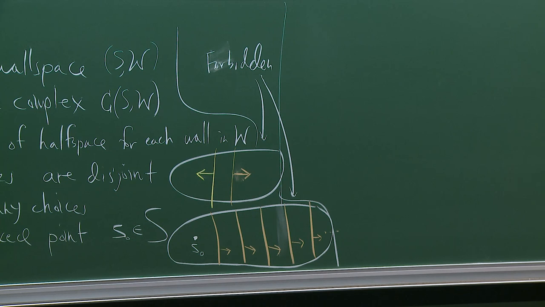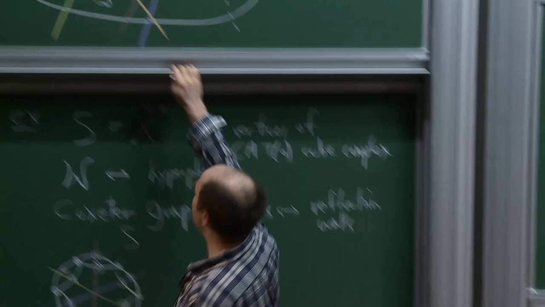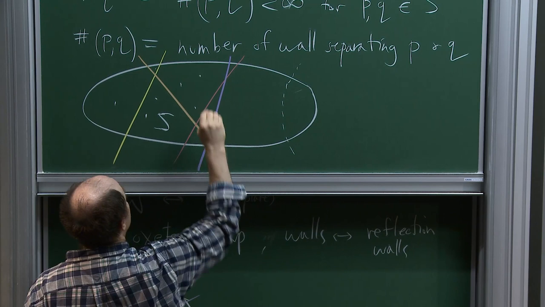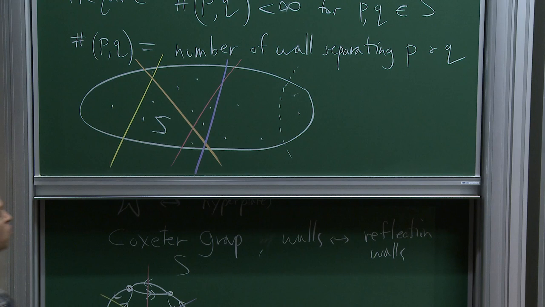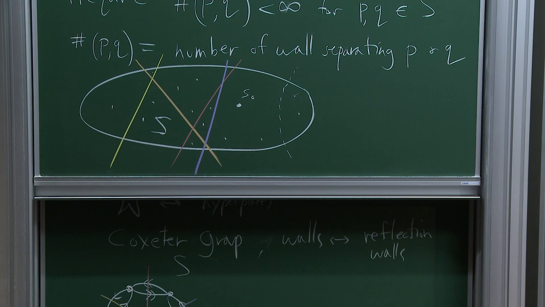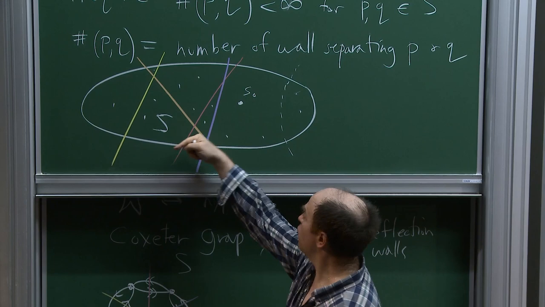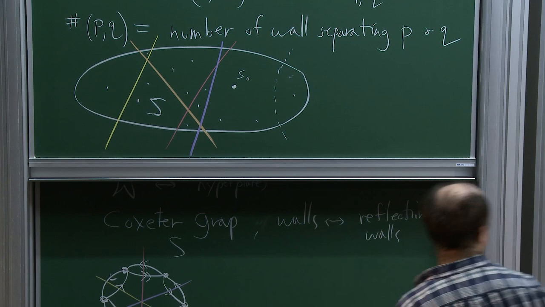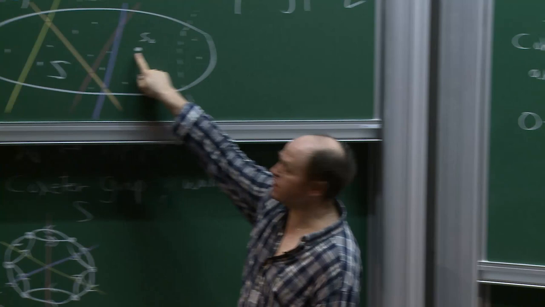S0 is one of the points. So my set S probably has a bunch of points, and you just choose some point. It doesn't matter which one. Maybe this one. That's one of the points. And then we require that maybe a few of the half spaces in our zero cube won't contain S0, but almost all of them do.